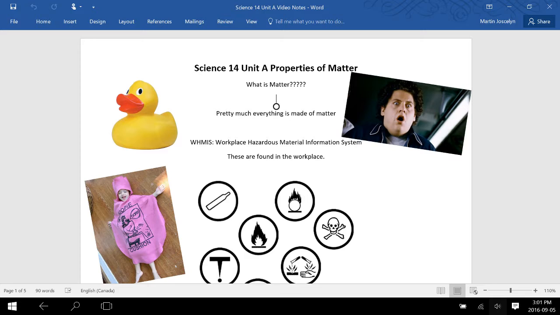So first of all, what is matter? Matter is anything that has mass or takes up space. So you're surrounded by it, and you're also made up of it. And all chemical substances are considered to be matter.